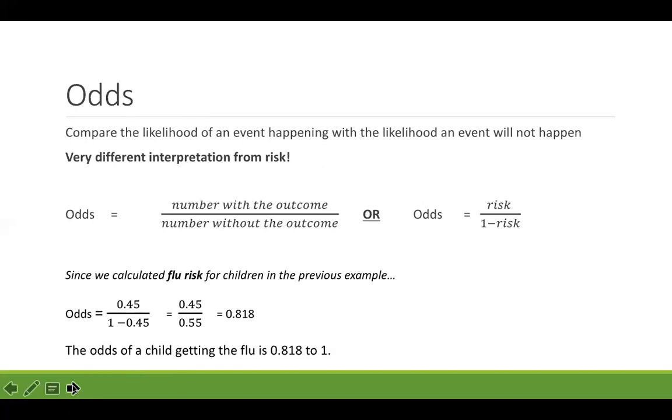Here, if we're using the example from when we went over flu risk before, since we already calculated flu risk, we can use the second formula of risk over 1 minus risk to calculate the odds of a child getting the flu. So we could take 0.45, which is the flu risk, over 1 minus 0.45 and get 0.818. Then we can summarize that by saying the odds of a child getting the flu is 0.818 to 1.